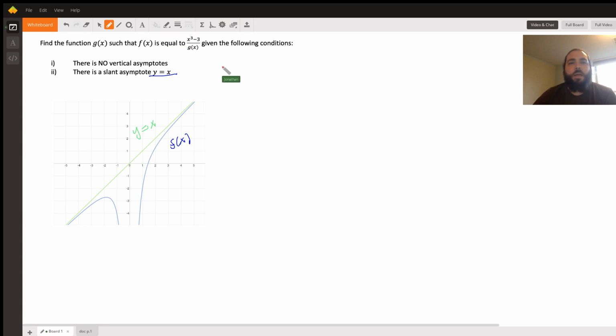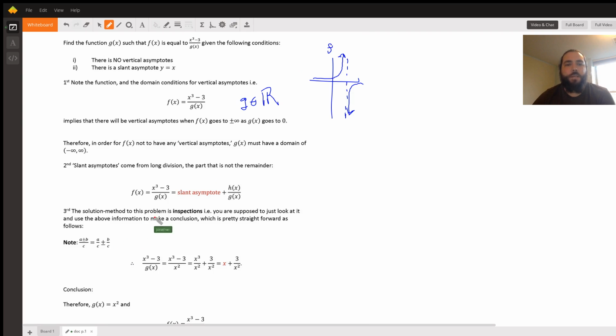What you need to understand with this question is that f will be equal to your asymptote plus some function divided by g. If we go back to the doc, you'll see this is what I'm talking about right here. When you get into this form, this is your asymptote. You can set this up doing long division, and you can get this answer by doing long division.